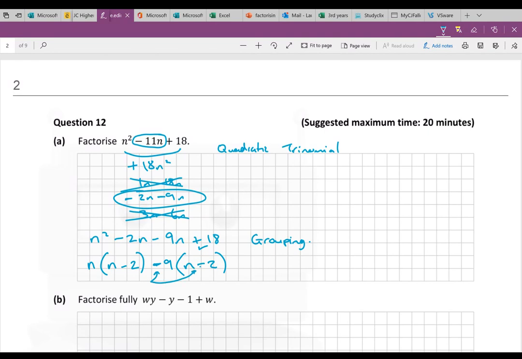And then my final step, and don't forget that final step because you will lose marks, and they're silly marks because you've done all the hard work, is just to put your brackets together. n minus 9 and n minus 2.